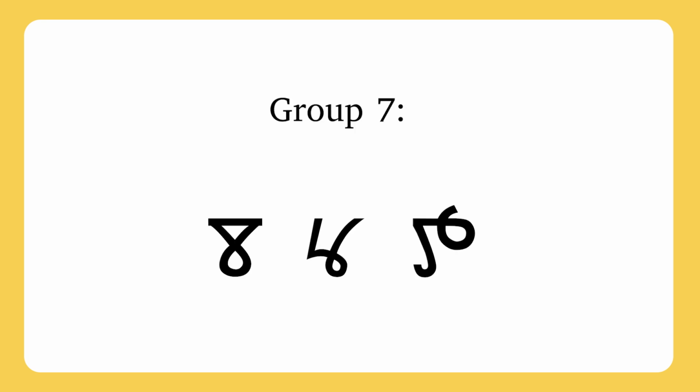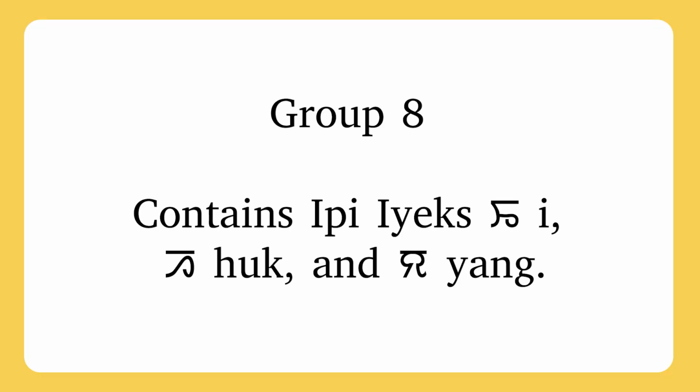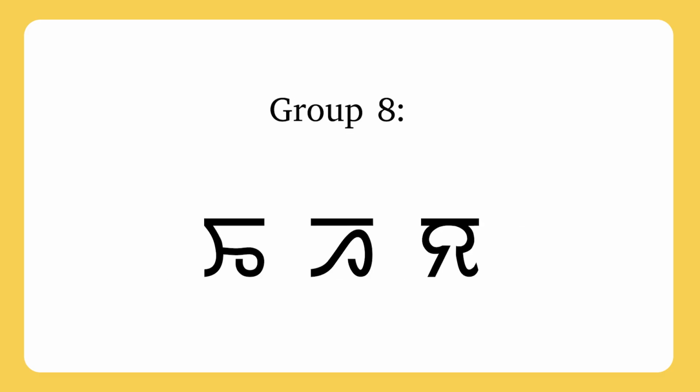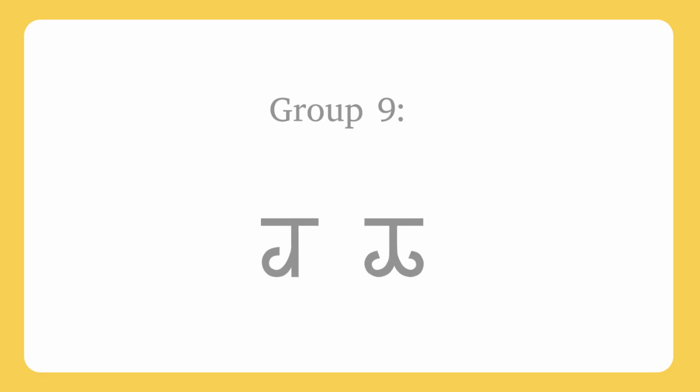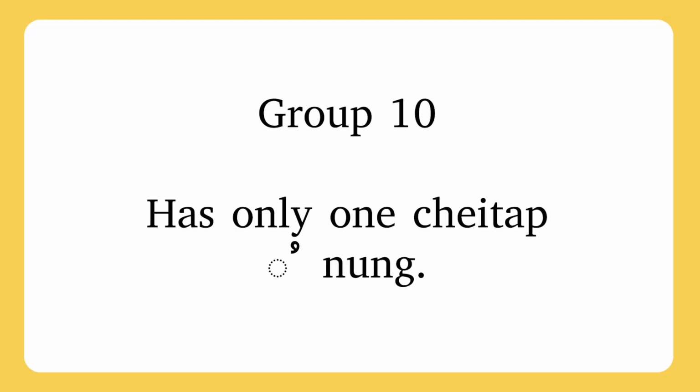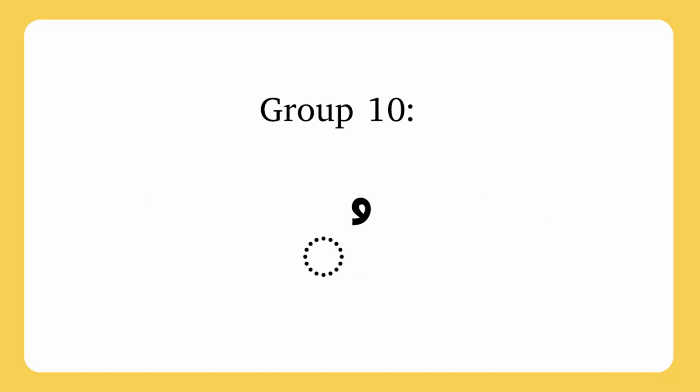Group 8 contains Eepee E, Hook, and Yang. Group 9 includes Eepee Dhau and Thau. Finally, group 10 has only one, Cheitap Nung. Additionally, the Cheitap Eek as secondary symbols, also known as matras, can be classified into 2 distinct groups based on their structural forms.